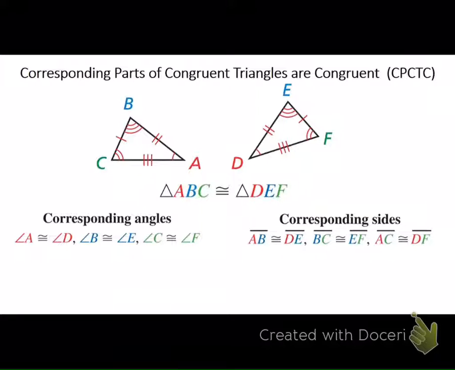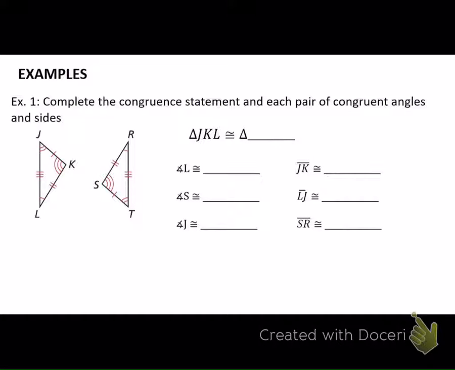All right. So complete the congruent statement in each pair of congruent angles and sides. Notice the markings are already there. So triangle JKL is congruent to what triangle? First of all, raise your hand and tell me which angle is congruent to angle J. That's where we're going to start. Ian? T. So T needs to be the first letter of this one, right? So we have T, and we know angle J is congruent to angle T.